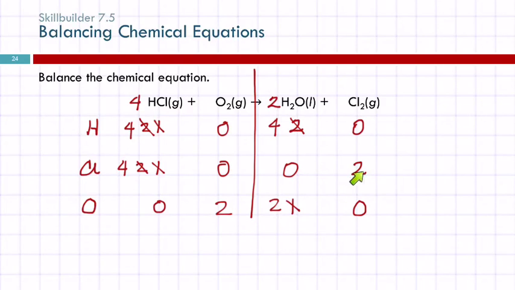4 chlorines and 2 chlorines. Thank goodness this guy's all by himself. Just chlorine. So when I change the coefficient on this one, it's not going to mess up another element. That's why we often want to leave something like that for the end. So if I put a 2 here, that'll only change the number of chlorines, and that will fix it.